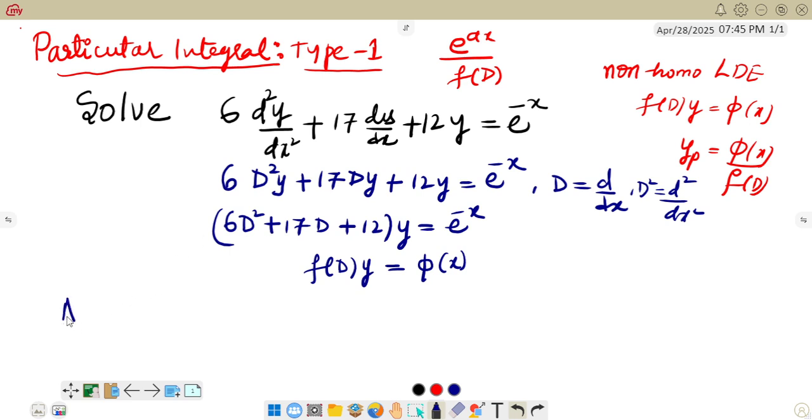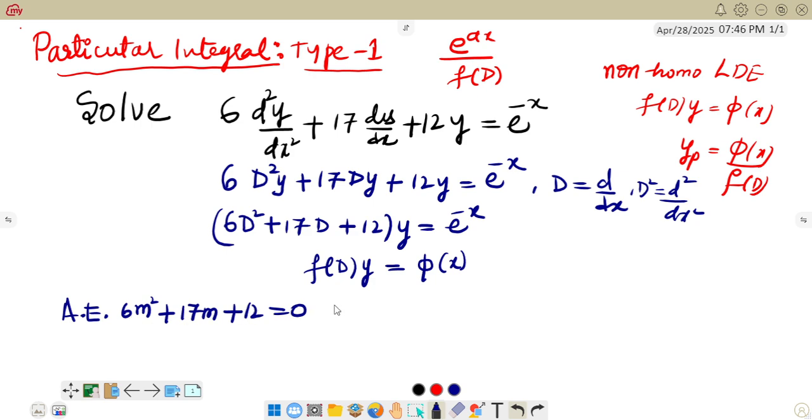Now as usual, first find the complementary function. What is the auxiliary equation, students? The auxiliary equation is 6m square plus 17m plus 12 is equal to 0. Replace D by m, and neglect y and the right side. To solve this second degree equation, we usually use the factorization method, otherwise we go for the quadratic formula. First let us try factorization.